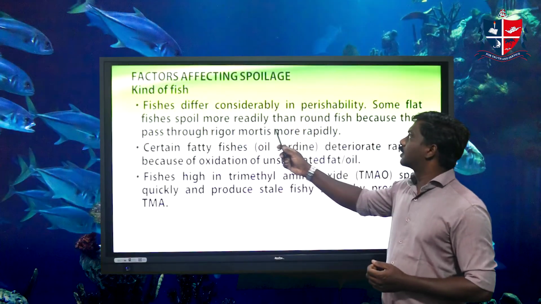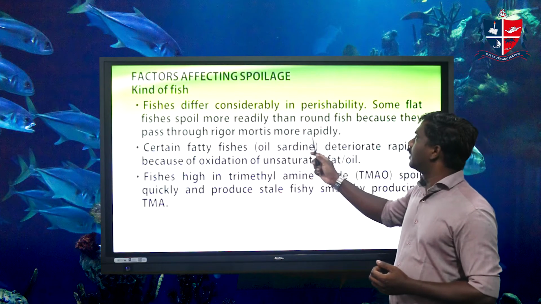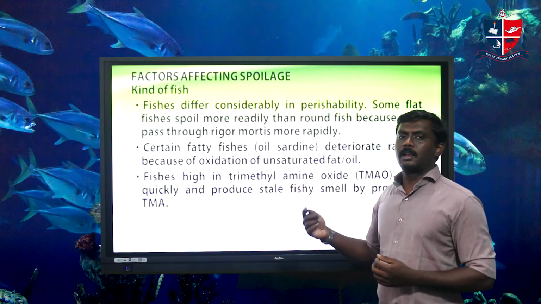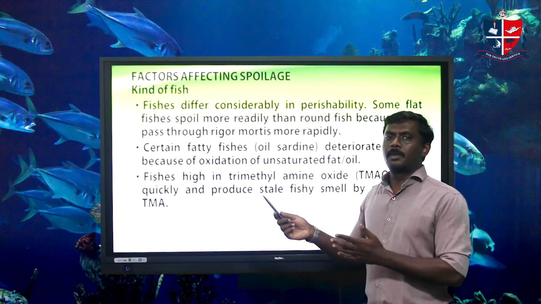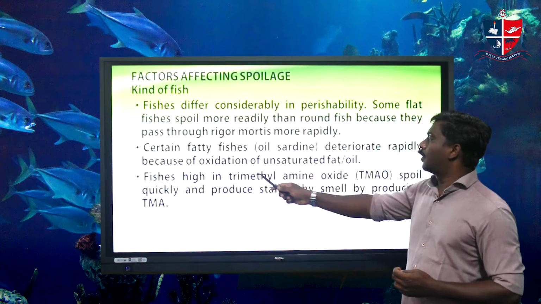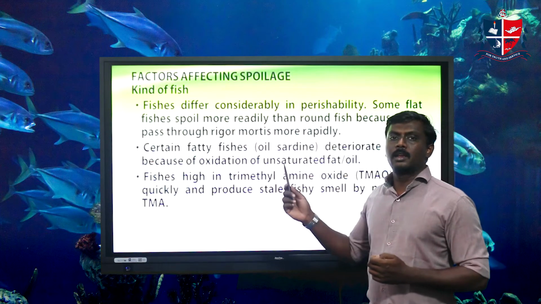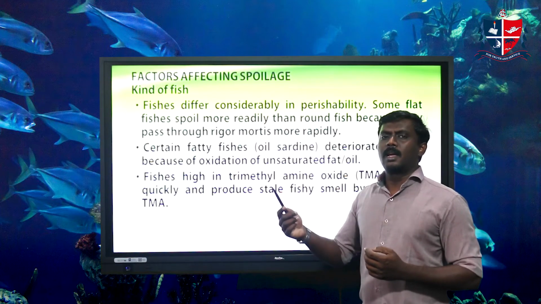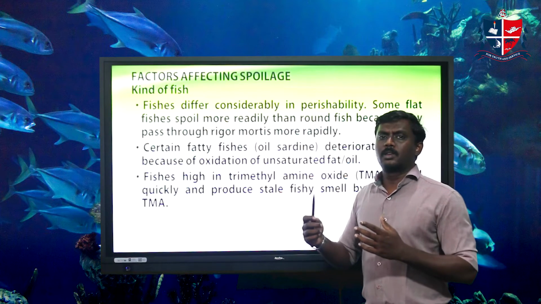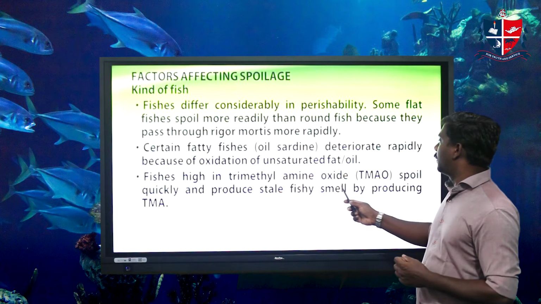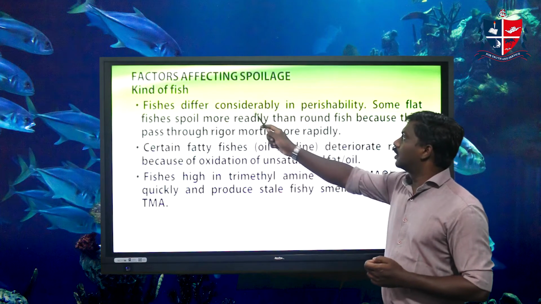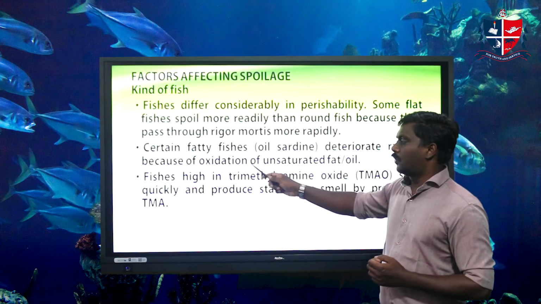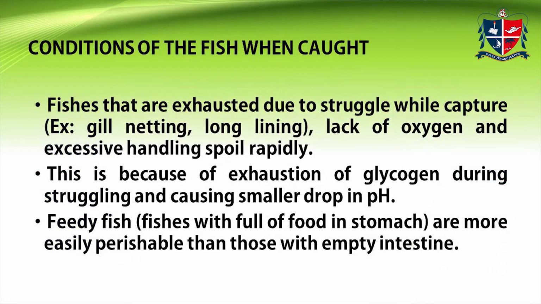Kind of fish. Fish differ considerably in perishability. Some fish spoil more readily than round fish. In flatfish, spoilage occurs more rapidly than in round fish because the stage of rigor mortis is very rapid in flatfish. Certain fatty fishes deteriorate rapidly because of oxidation of unsaturated fat. Fatty fishes contain polyunsaturated compounds like EPA and DHA, eicosapentaenoic acid and docosahexaenoic acid. These acids are highly prone to oxidation because of their unsaturation or double bond nature. Fishes high in trimethylamine oxide spoil quickly. This is a chemical index of spoilage. So the kinds of fish that spoil quickly are flatfish, fatty fish, and TMAO-containing fish.